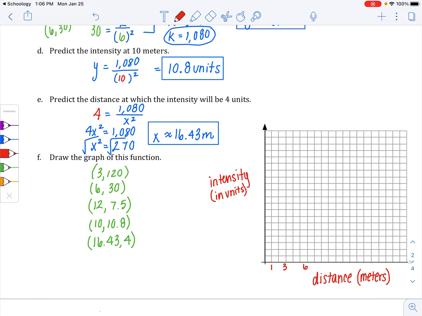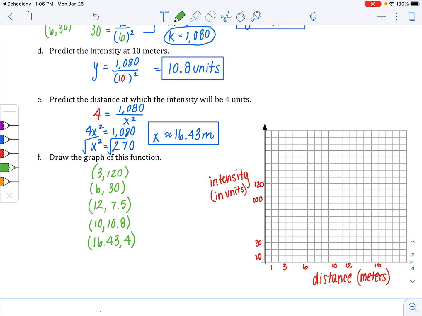What other one do we need? 7, 8, 9. This would be 10. We need 12 and 16, so that definitely fits our values. And for our y's, we have to go all the way up to 120. Wow, okay. So maybe I scale by tens. 10, 20, we need 30, 40, 50, 60, 70, 80, 90, 100, 120. Yeah, that seems like a good amount.